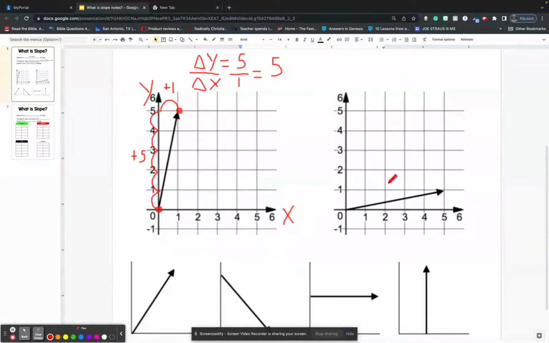Using that information, what would be our slope here? I want you to try to solve that. I'll put a little box on your paper or on your assignment so you'll be able to type in there what your slope is.